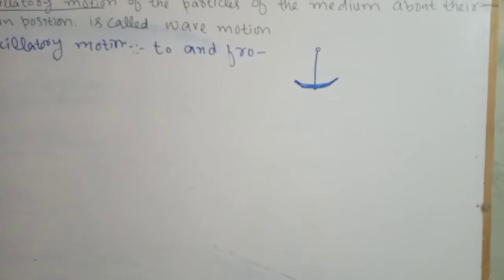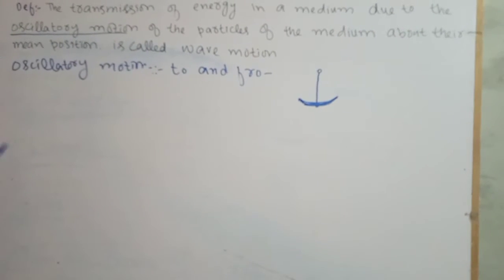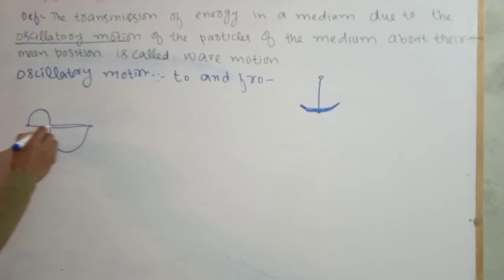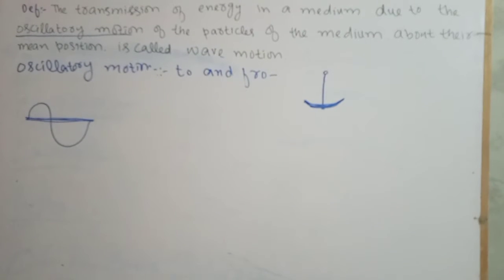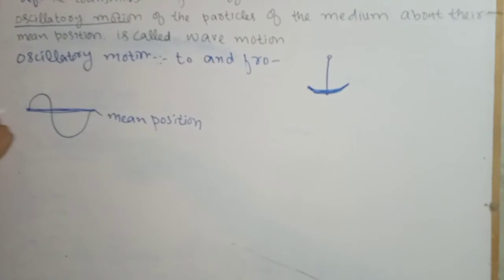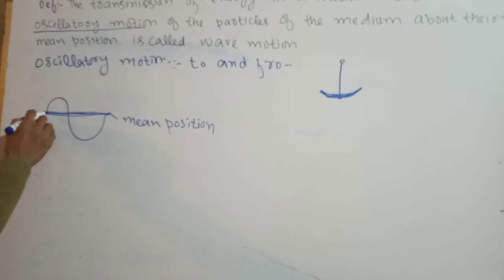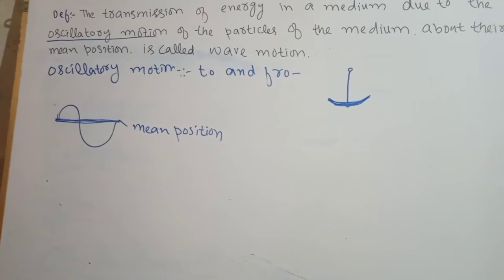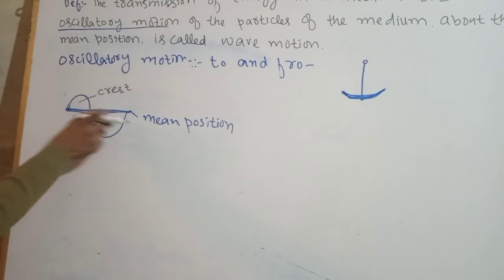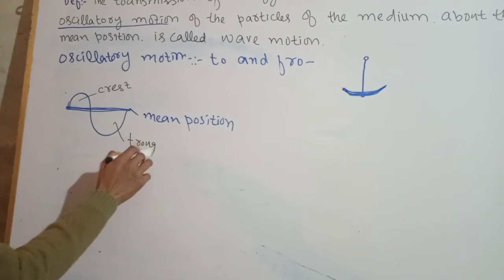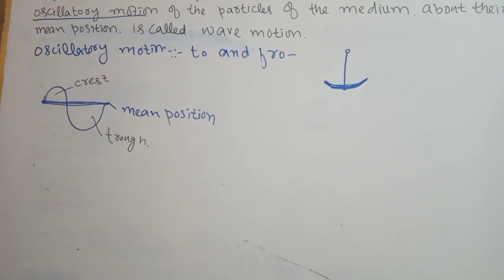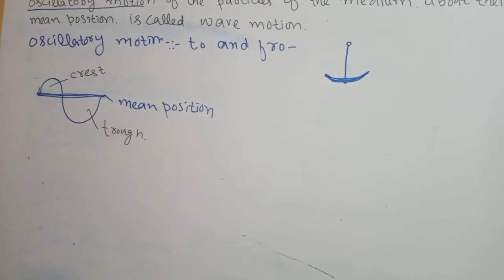So I am going to draw the pattern of the wave, the shape of the wave. The wave is in this form, and this one is the mean position of the wave, whereas the part of the wave above the mean position is known as the crest of the wave. This part is the crest, whereas the part of the wave below the mean position is known as the trough. And this one is the trough. Here a few terms are used, and I am going to describe them.